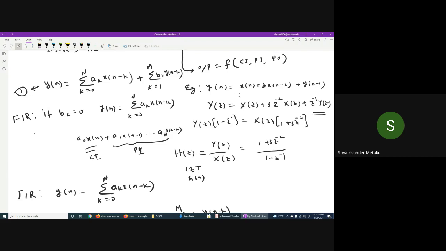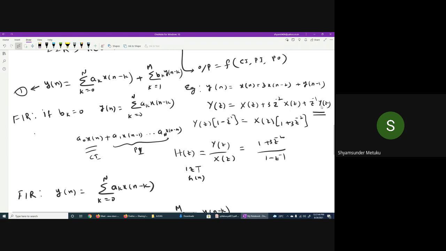As I mentioned, for representation of an LTI system, if one form of representation is given, the other two forms can be derived. Here the difference equation is given, and we want to calculate the transfer function H(z). To get that, we simply take the z-transform: y(n) becomes Y(z), x(n) becomes X(z), 3x(n-2) becomes 3z^-2 X(z), and y(n-1) can be written as z^-1 Y(z).